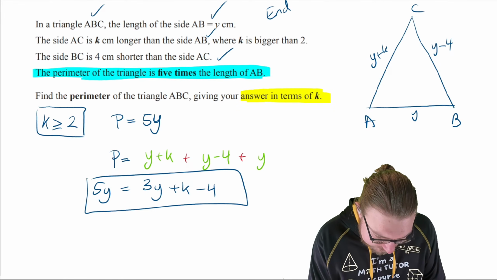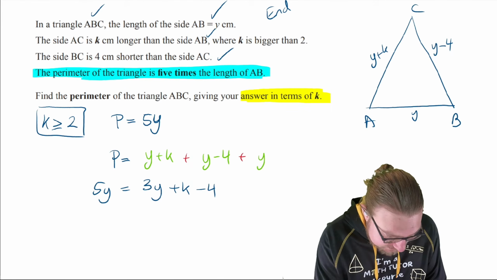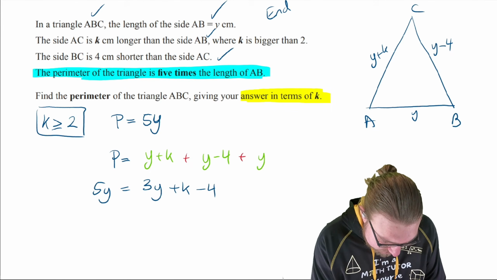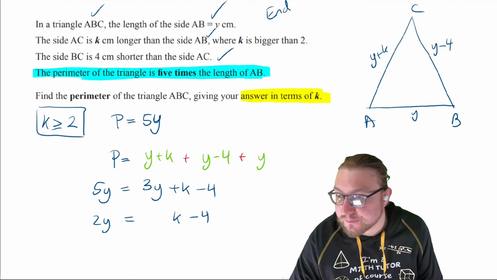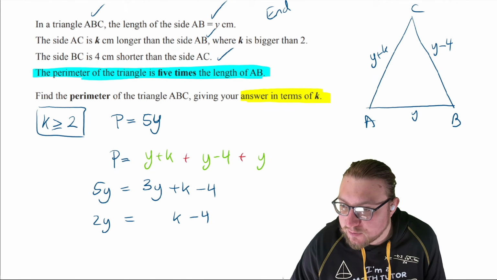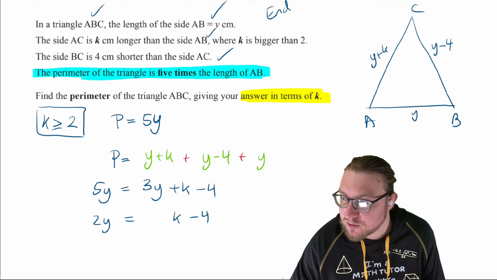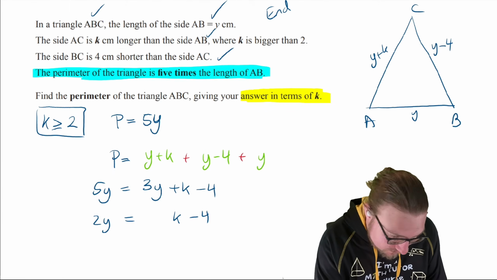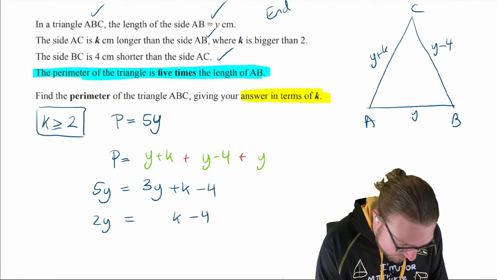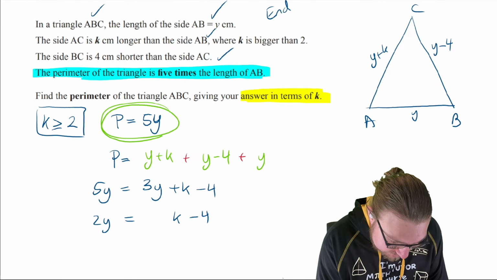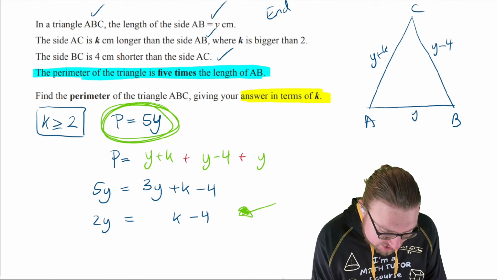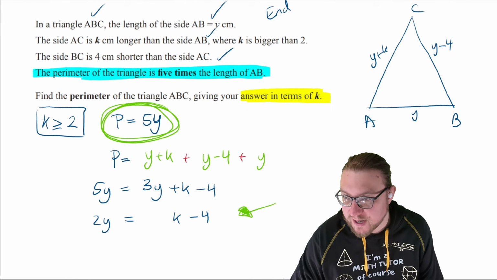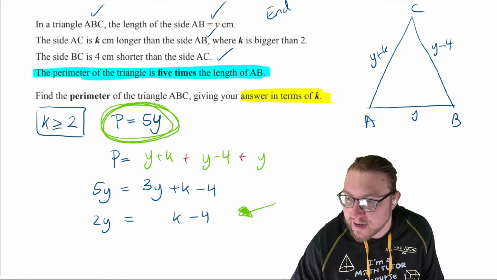Well, we can do minus 3y on both sides here, which will give us 2y is k minus 4. And what's next? So we want to know the perimeter. It's actually a very sneaky question. So we want to know the perimeter, which is 5 times y. So if we can work out from this relationship here, from this equation, what y is, we can substitute it back into the top.